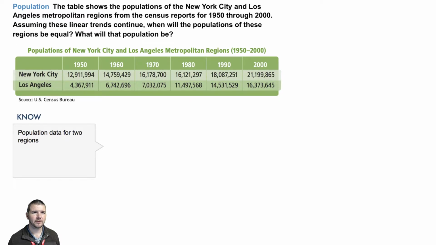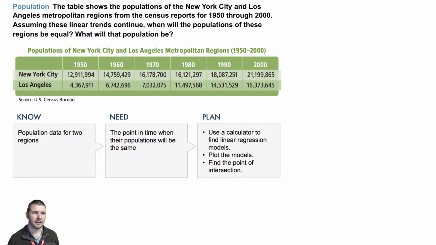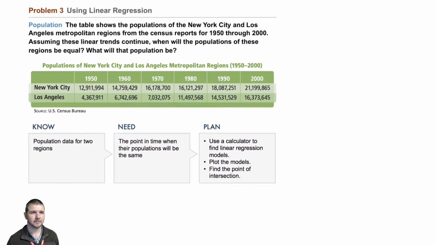First, consider what you know. You know the population data for 2 regions. Then consider what you need. You need the point in time when their populations will be the same. And so your plan: use a calculator to find linear regression models. Plot the models and find the point of intersection.